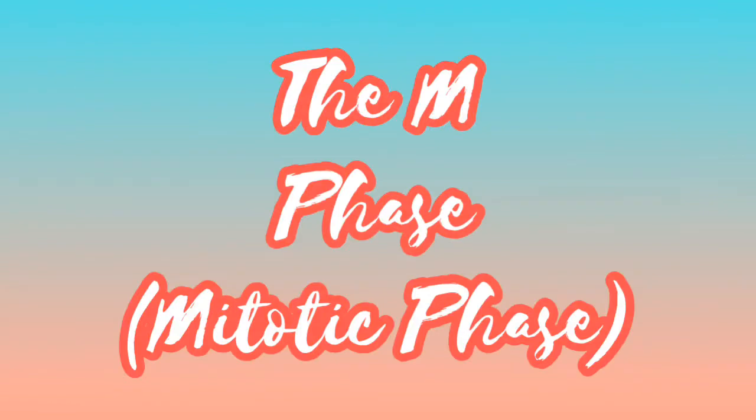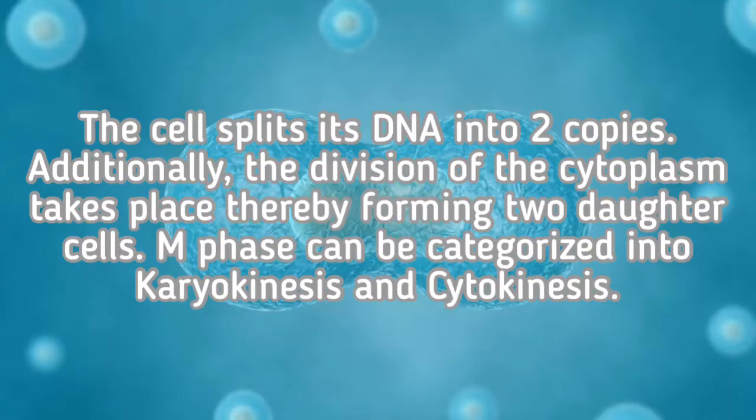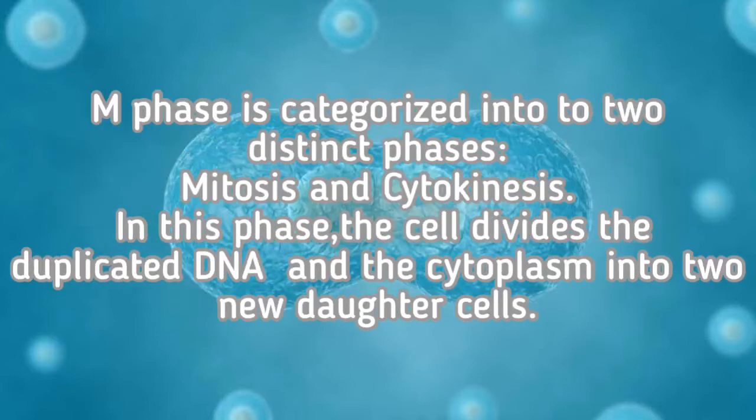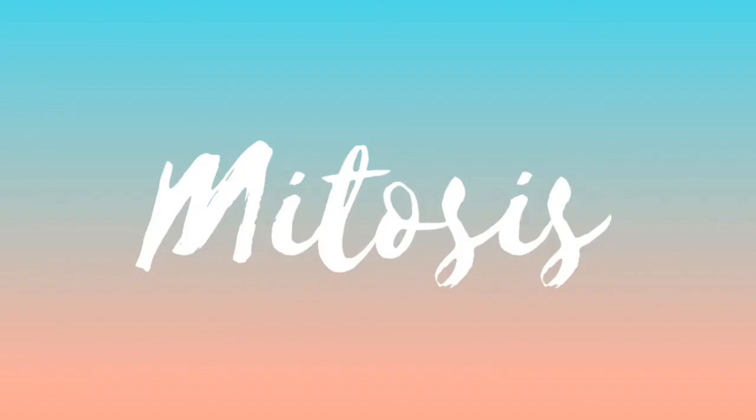The M phase. In this phase, the cell splits its DNA into two copies. Additionally, the division of the cytoplasm takes place, thereby forming two daughter cells. M phase can be categorized into karyokinesis, the division of cell chromosomes, and cytokinesis, the division of cell cytoplasm to form new daughter cells. M phase is categorized into two distinct phases, mitosis and cytokinesis. In this phase, the cell divides the duplicated DNA and the cytoplasm into new daughter cells.